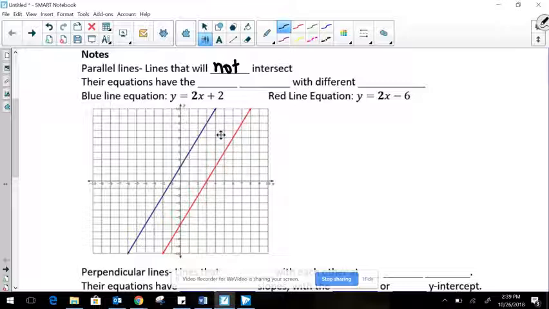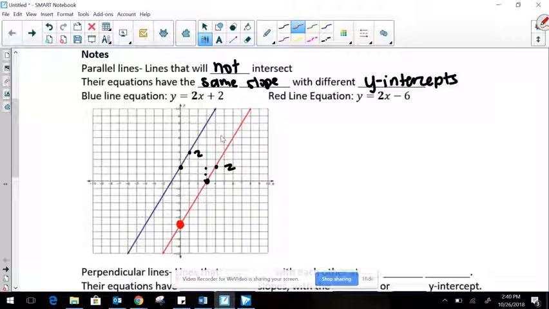So if we kept checking your slope, say I make a dot here, I find my slope: up 2 over 1. So this slope is 2. If I pick 2 points on this line, the slope is the same. So these equations have the same slope with different y-intercepts. Let me mark that with red. My y-intercept for this equation is here, and the y-intercept for the blue line is way up at y equals 2.